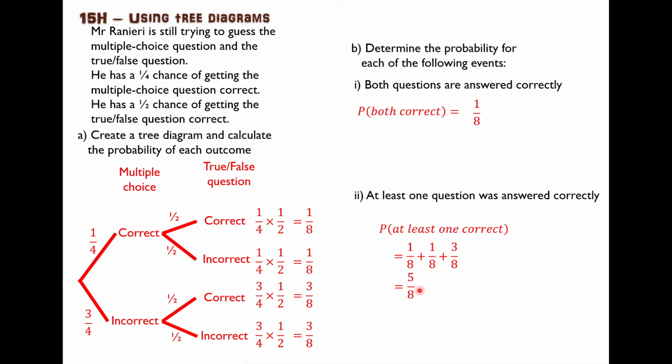And that is how you can use tree diagrams to calculate probabilities of what are called two-step experiments, where you've got your first step here and the outcomes, and the second step here and the outcomes, and you can figure out the chance of all of the combinations. For example, the chance that I get this one here represents the chance that I got the first one correct and the second one incorrect.